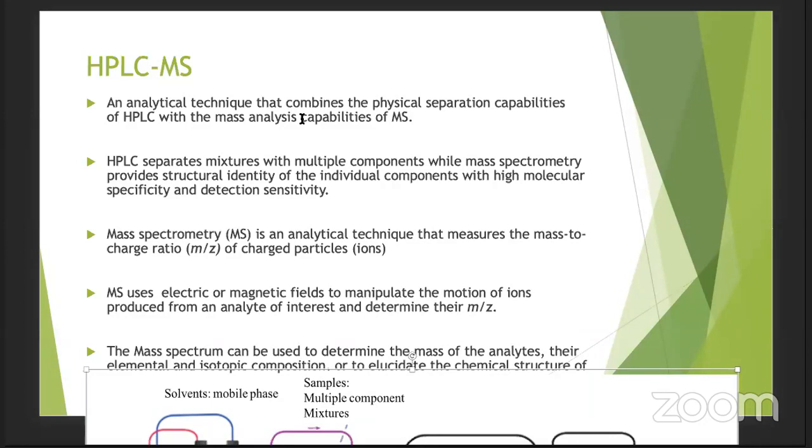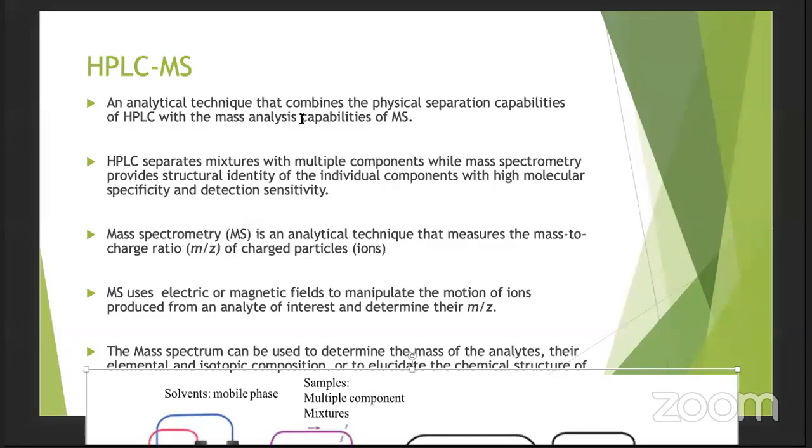Mass spec is an analytical instrument that measures the mass to charge ratio of charged particles. So basically, in the presence of an electric or magnetic field, MS charges the particle and then it measures the mass to charge ratio. And because of this mass to charge ratio, we have a standard where we compare the mass to charge ratio that we obtained of a particular compound. And this is how we identify that, okay, this is the compound that has come out of the column.